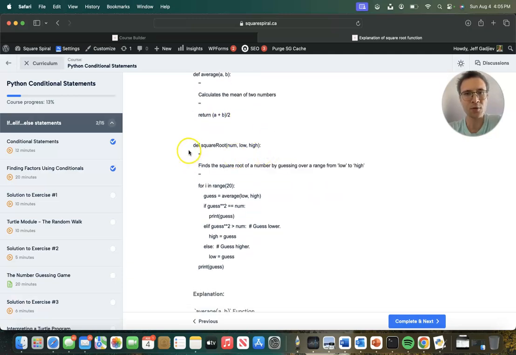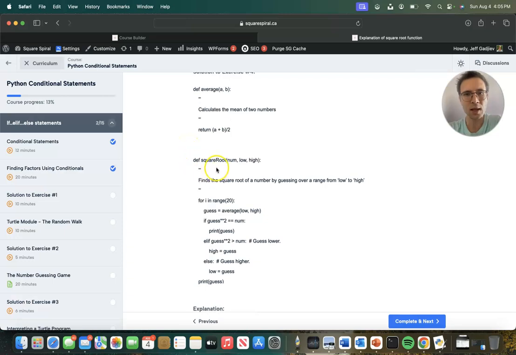Now here we have the main function that calculates the square root by guessing. And this function accepts three parameters. So the original number that we're trying to find the square root for, and then two whole numbers that are close to the square root of that number.